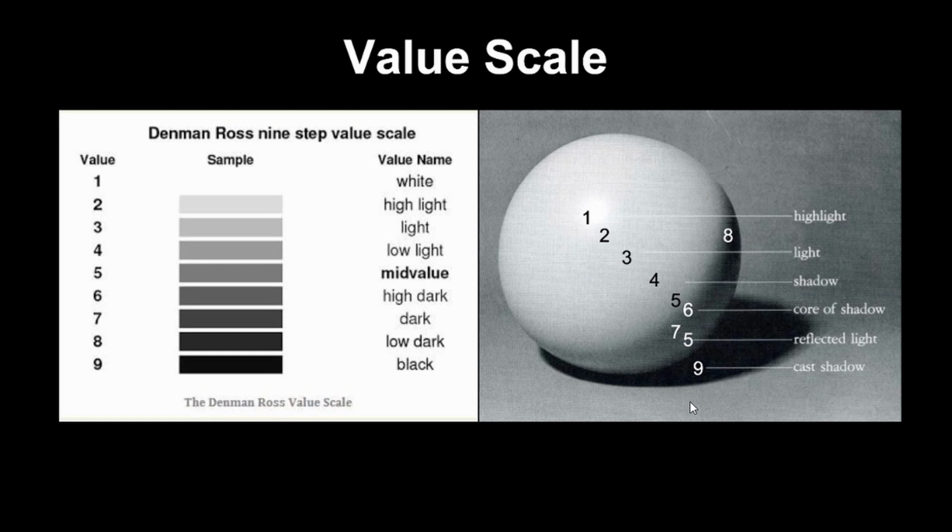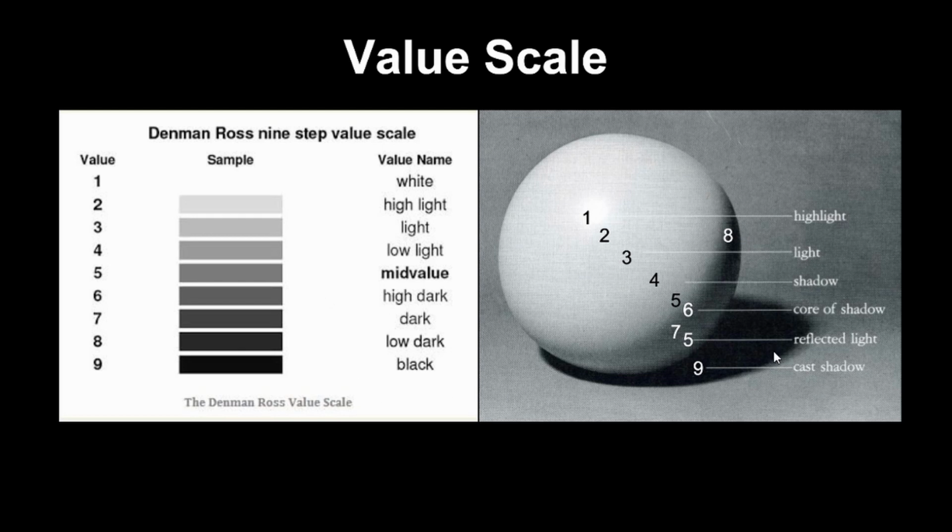We can work with a value scale. So a value scale is a way of organizing how we use value. I like Ross's 9-step scale, where it starts off with white being at 1. Our middle values, our middle grays, are going to be around 5. And then we're going to have black around 9. So it's a way of organizing value. You're going to have to do several value scales for homework with different media.